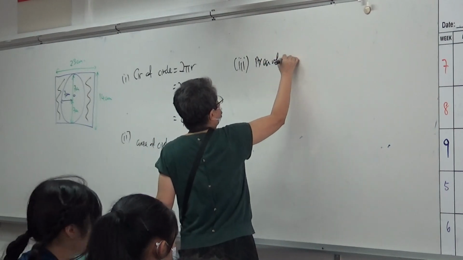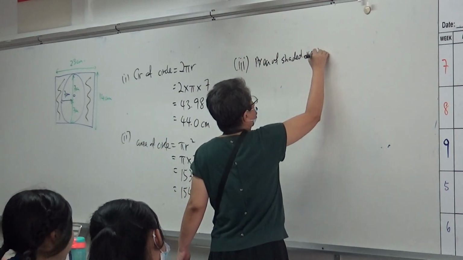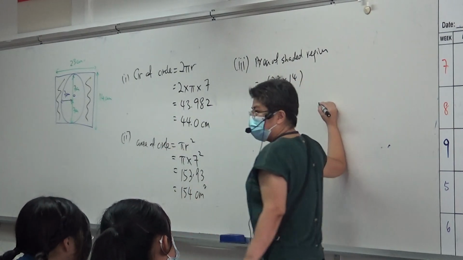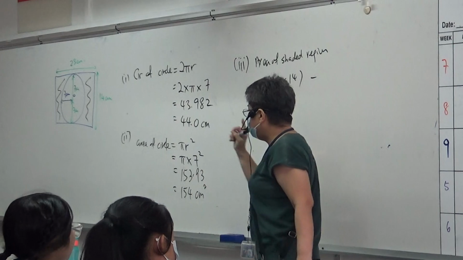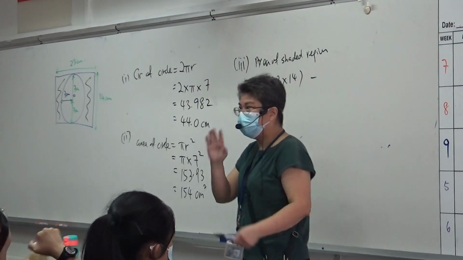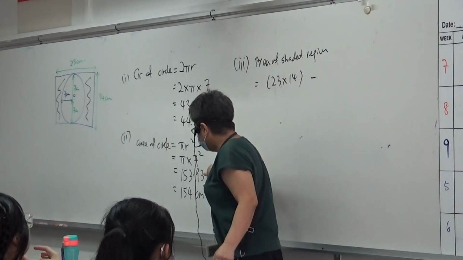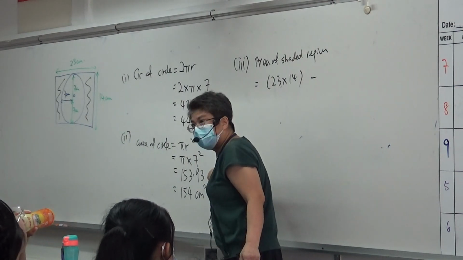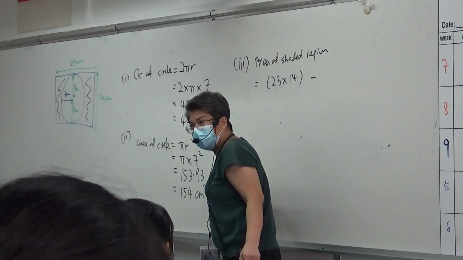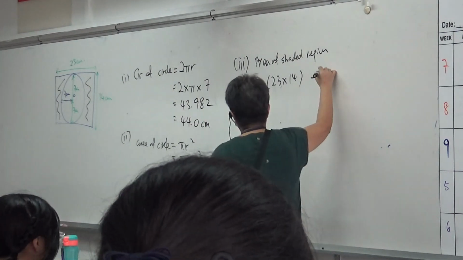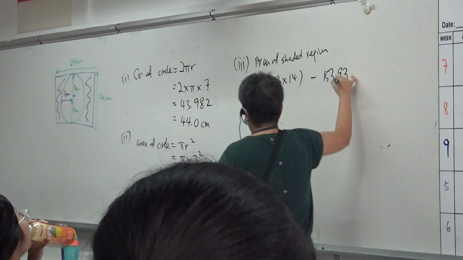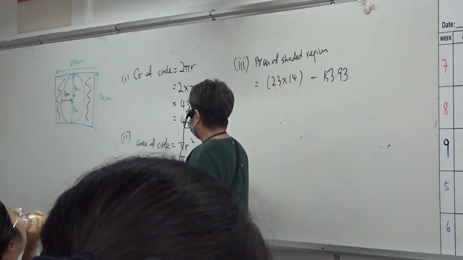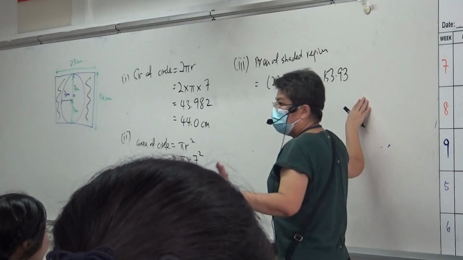Area of shaded region will be 23 times 14, right? Now I will minus the circle, correct? Now I want to ask a question. Do I minus this or minus this? The top one, right? You must use the 5 figure truncate, you cannot use the final answer. Okay? So it will be 153.93, right? Then some students will ask me, if I want to use the exact answer, I put pi r square here, is it okay? It's okay.